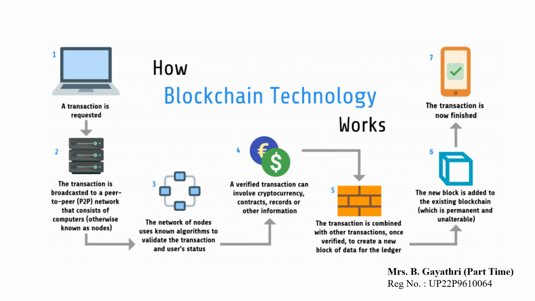Then the verified transaction can involve cryptocurrency, smart contracts, any type of records, maybe supply chain records or patient records or whatever it is. Any information is verified. Once it is verified, it is combined with the other blocks of the particular chain. So a new block is added to the chain only when it is verified by the other nodes of that particular network. Then the transaction is now finished.